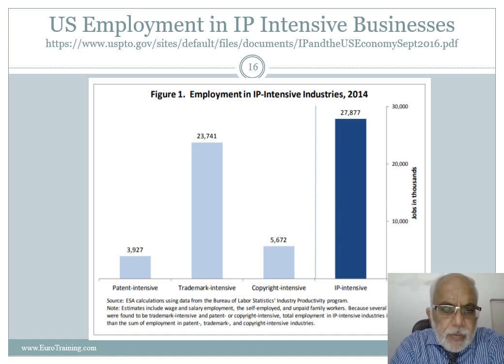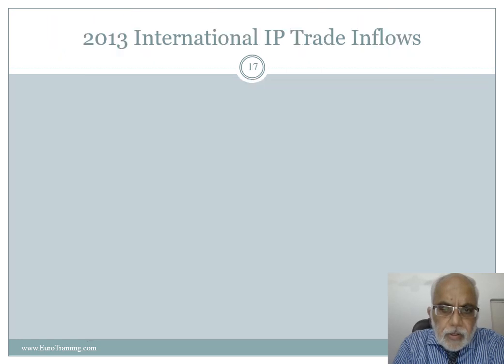Almost 4 million people in patent intensive industries, 23 million people in trademark intensive industries, 5.5 million people in copyright intensive industries, and generally IP intensive, almost 28 million jobs. So for the United States, obviously, intellectual property is a major issue. 28 million people are working directly or indirectly related to intellectual property.